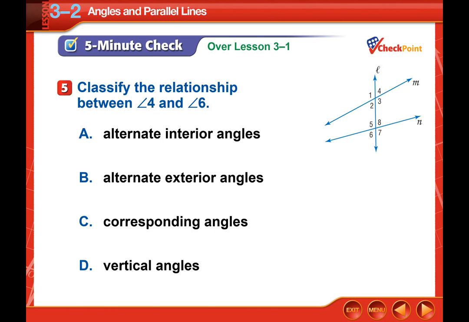Classify the relationship between angle 4 and angle 6. These are on alternate sides of the transversal. They are exterior to M and N. We know they're not vertical. They're not corresponding. They're not interior. They are alternate exterior angles.